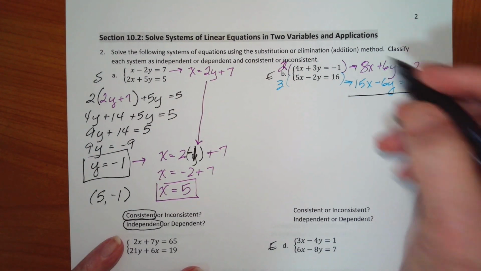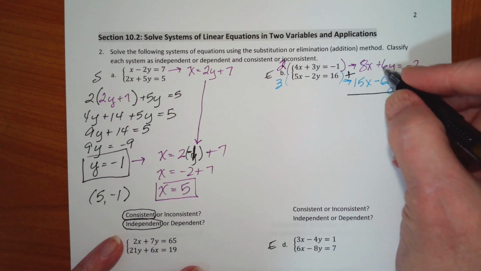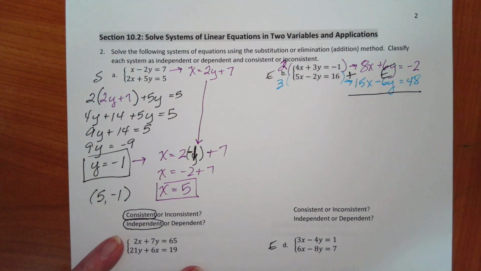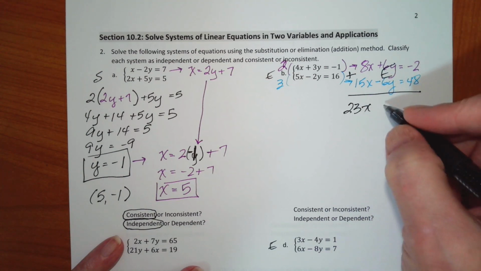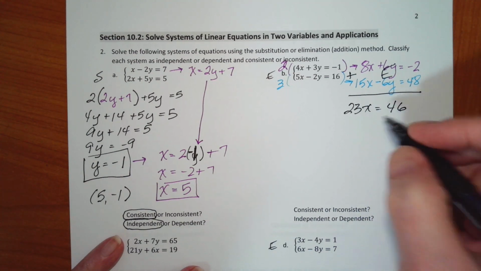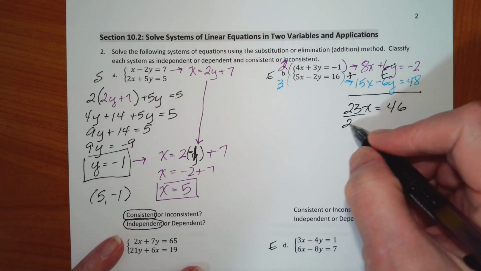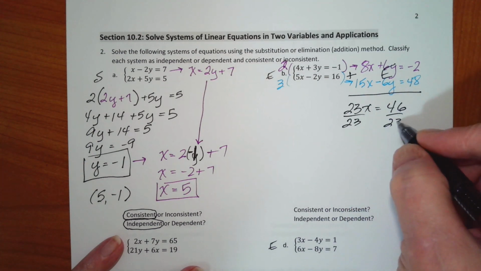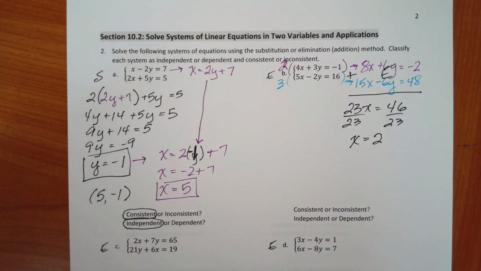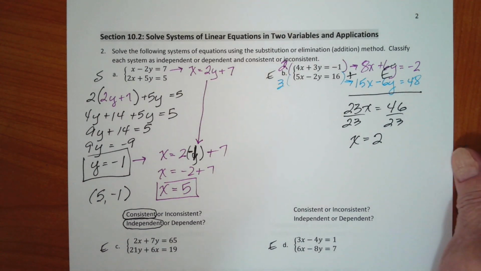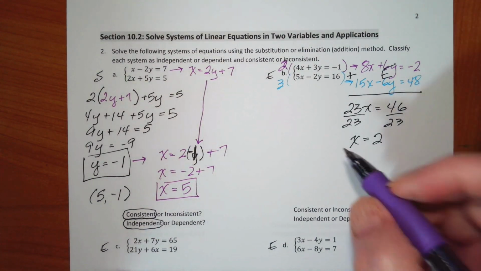Okay, so now when I add these together, this is eliminated. That's why it's called the elimination method. So this gives me 23x is equal to 46. Divide by 23, and I get x is 2. Then I just plug 2 into either one of the equations. It doesn't matter. So I'll do the top equation.